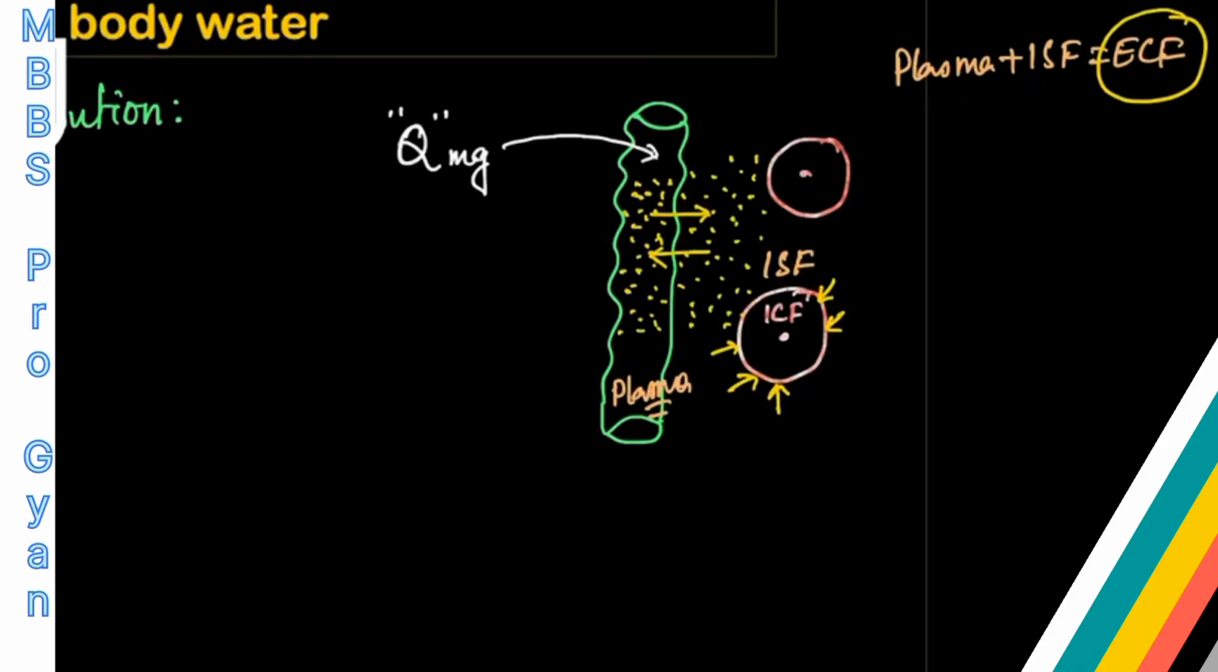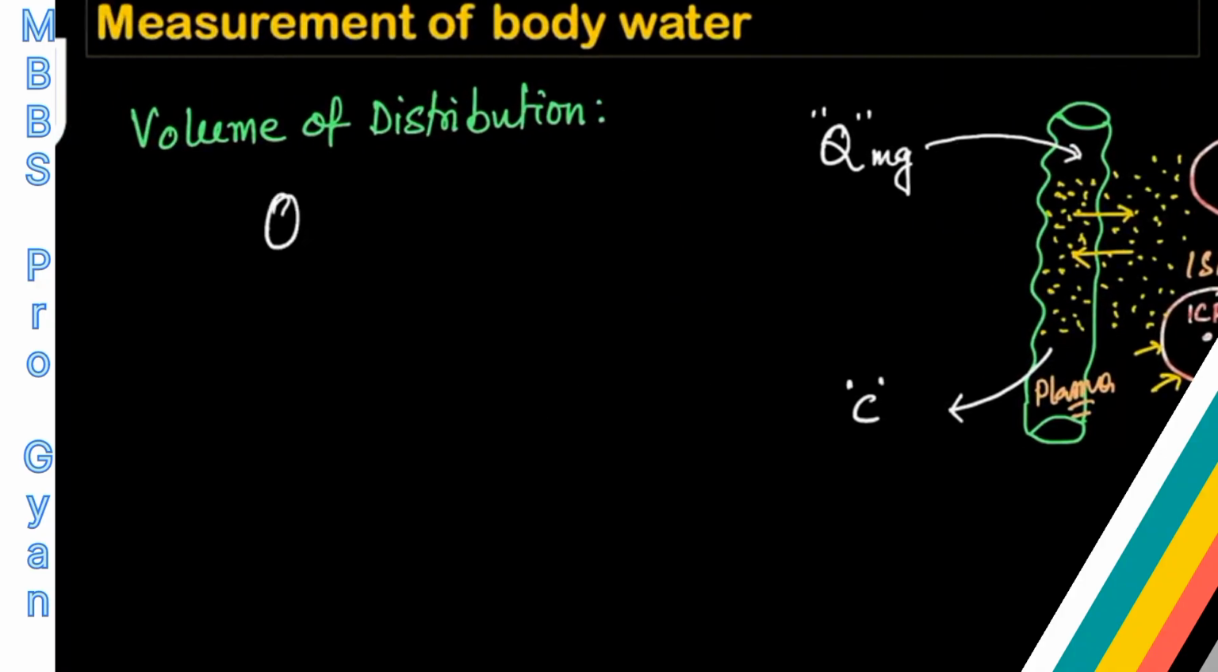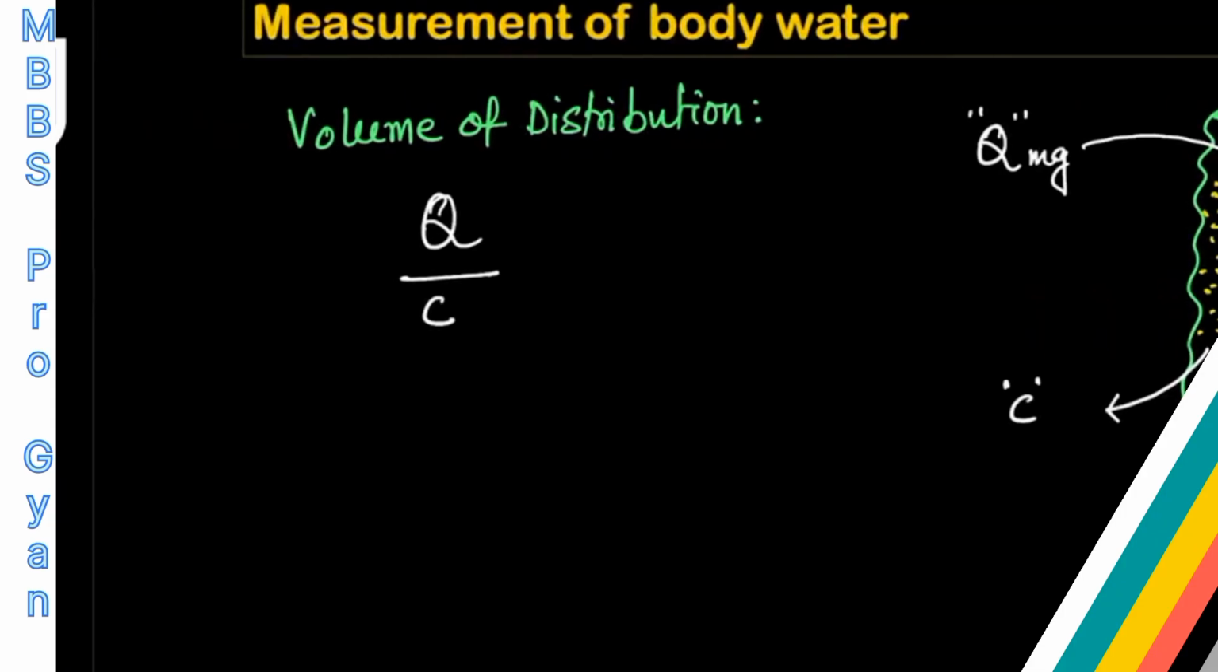Now after this distribution has reached an equilibrium, we have to take the blood sample from this person. So after a certain point of time, you have to take the blood sample of this person, and in that blood sample you have to measure the concentration of the inulin in the plasma. Now, if you divide the total amount which you have injected by the concentration of the inulin in the plasma, then you are going to get a volume.